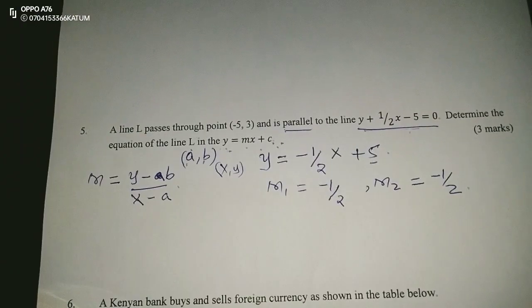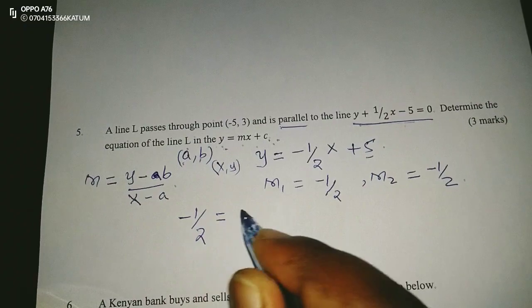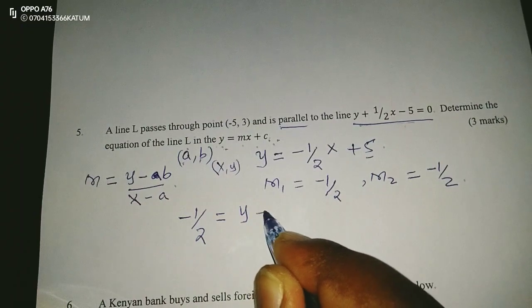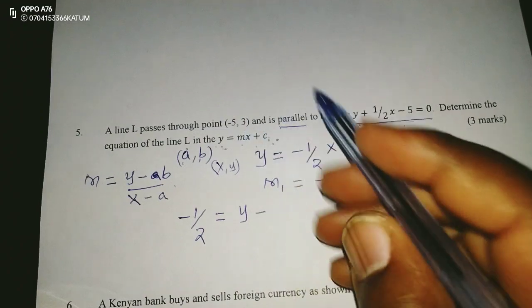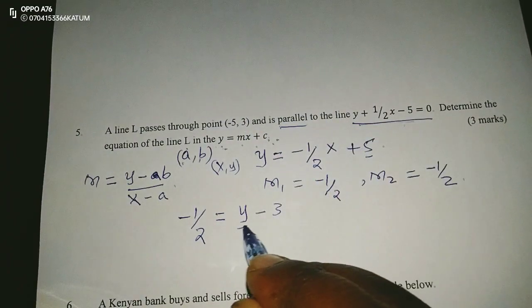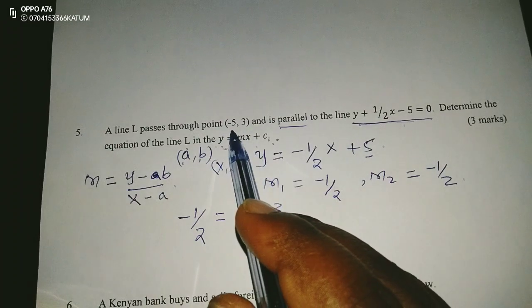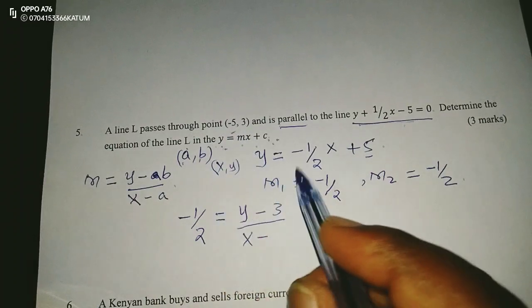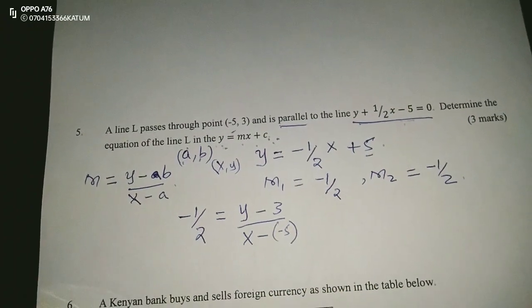So the gradient, which is negative half, is going to be expressed as y minus, for the given coordinate, the y component, which is 3, divided by x minus the a coordinate, which is negative 5. So this is now done.